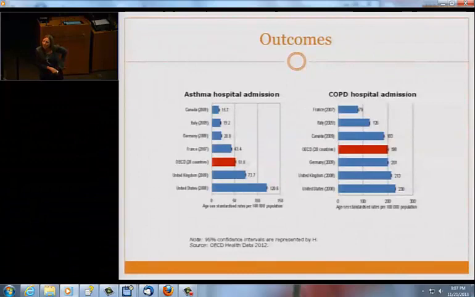Why is that? Any idea? Okay, other comorbidities. So are our patients potentially sicker than patients of other industrialized nations? Culture. Culture, okay. Maybe we have a lower threshold for doing it.